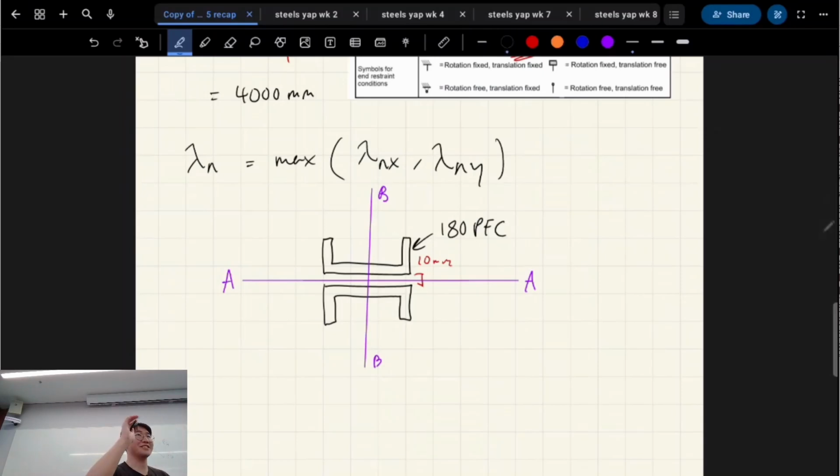Put your hand up if you think it's A. What's the minor axis? Looking into it, is it going to buckle that way down, or is it going to buckle to the side like that? So AA, is that what you guys think? Yeah, it's AA. Very good.